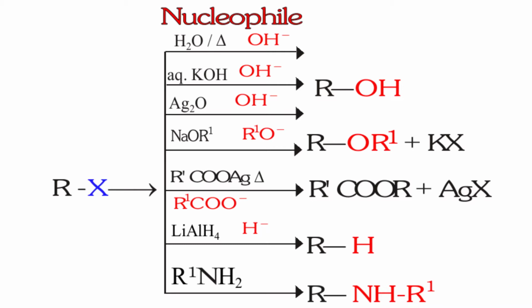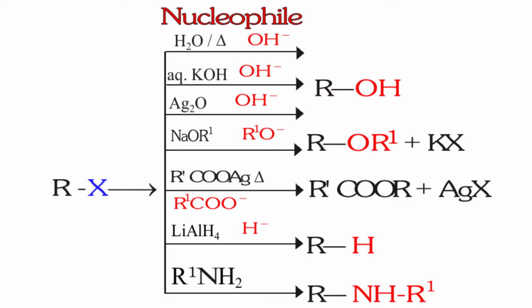Here, the one in black above the arrow is the reagent, and the red one is basically the nucleophile that is eventually going to replace X. So water has OH minus inside it, so that is a nucleophile that is going to replace. Aqueous KOH has OH minus. Here it has to be aqueous KOH because alcoholic KOH will give you the elimination product. Similarly, you can do NaOR or RO minus, it's basically Williamson's ether synthesis.